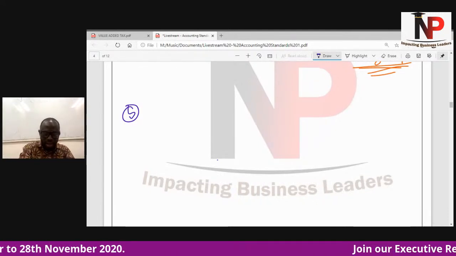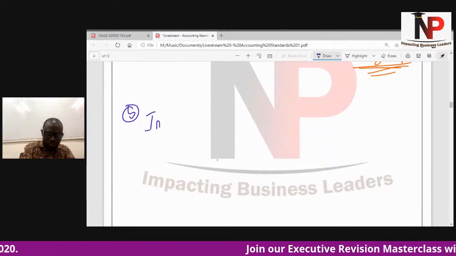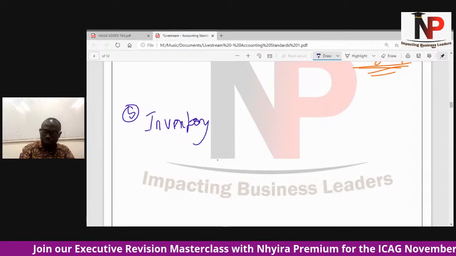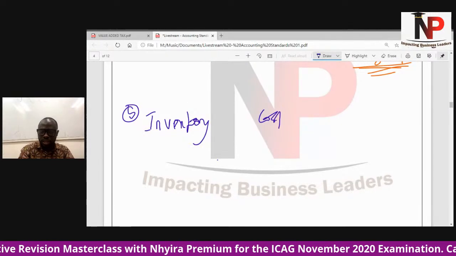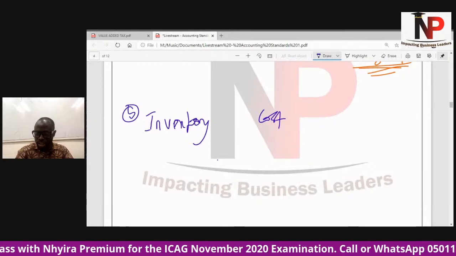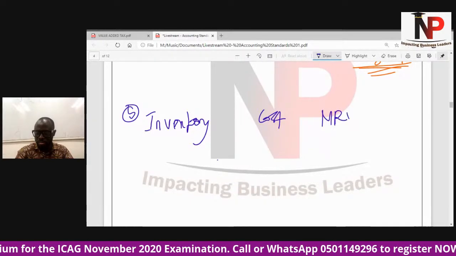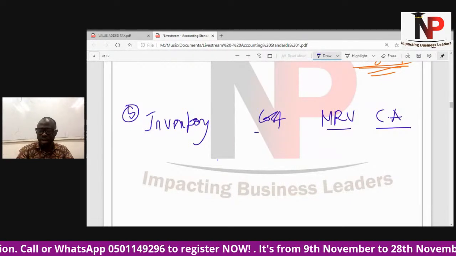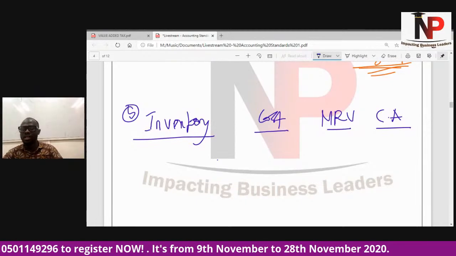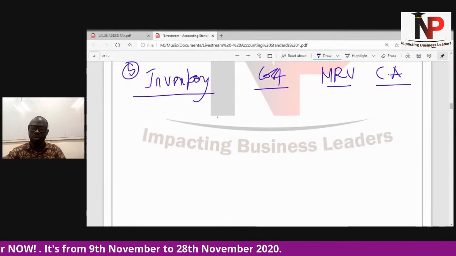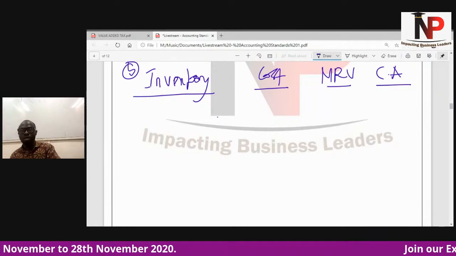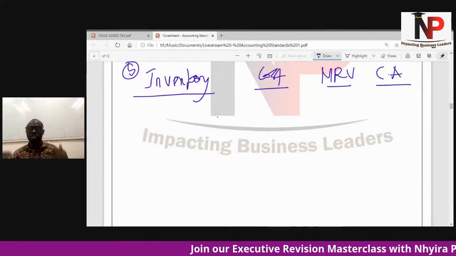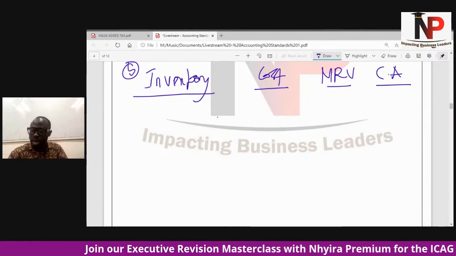So we're going to bring the inventory type here, the cost here, the net realizable value, then the carrying amount. CA here is carrying amount, okay? Because professional presentation is very important. So the cost will be here, the net realizable value second, and then the carrying amount, which is the amount at which we're going to actually be carrying it.